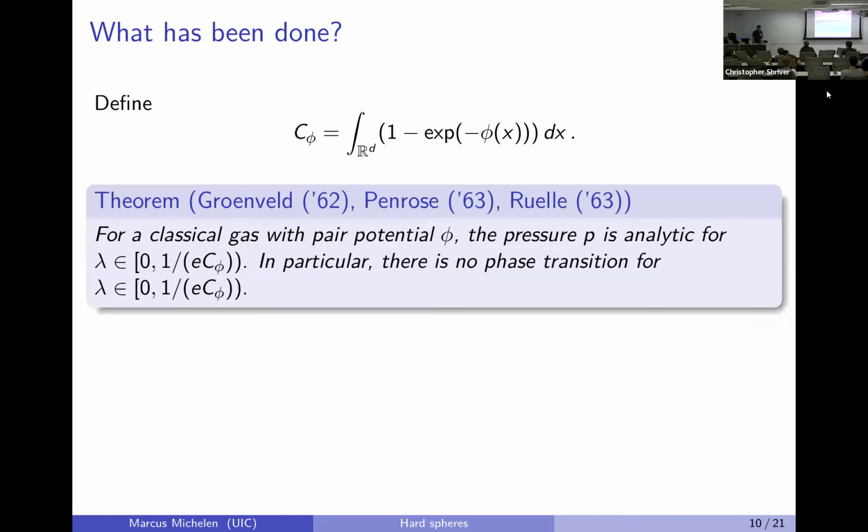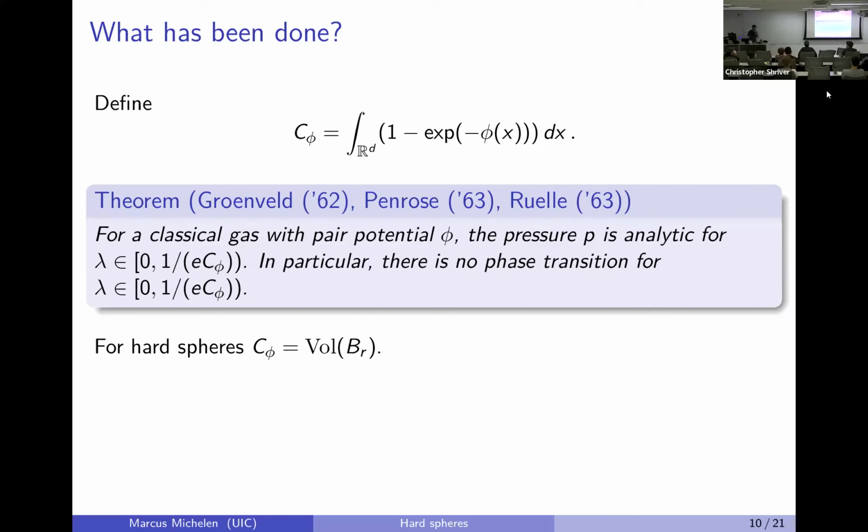Okay, so what has been done? We're going to define this constant C phi, which we're going to assume to be finite. In fact, this is the condition we're going to need instead of, let's say, finite range. Then classical results by Groeneveld, Penrose, and Ruelle proved that if I'm looking at a classical gas with this pair potential, and let's say it's repulsive, then you're analytic for lambda less than 1 over E times C. So in particular, we have no phase transition for lambda in this range.